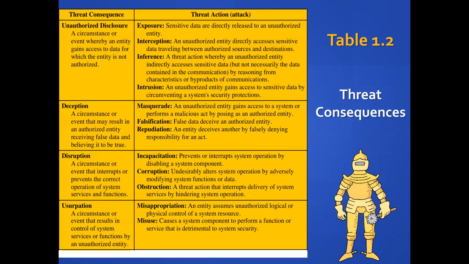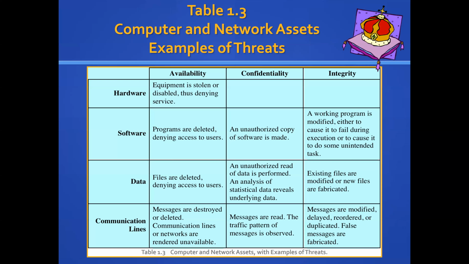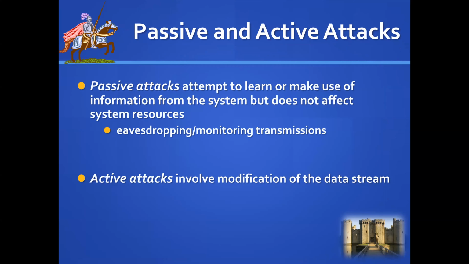Okay, and then some additional terminology of the threat consequences, what can happen: disruption, usurpation, misappropriation, and so on. So these are all words to just go through. Then we have some threats related to either availability, confidentiality, or integrity. For instance, if software is deleted, it's no longer available. Confidentiality would be affected if you make an unauthorized copy of the software, and so on. So definitely read through this.